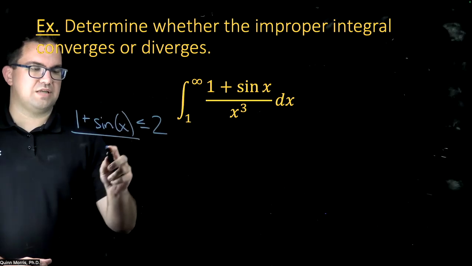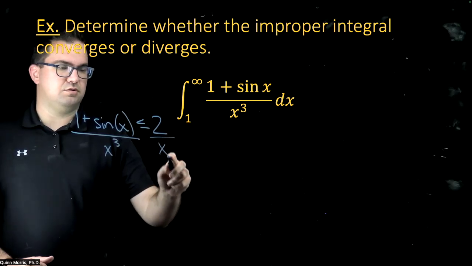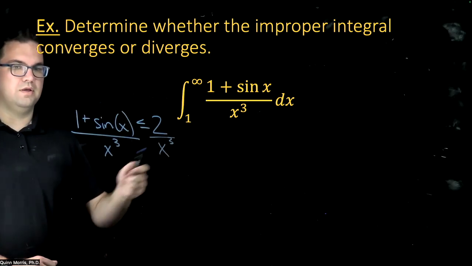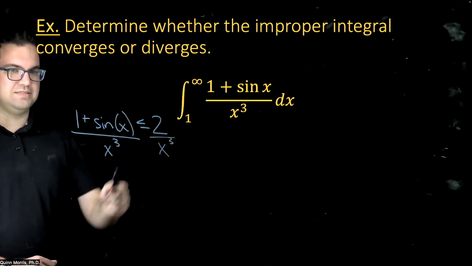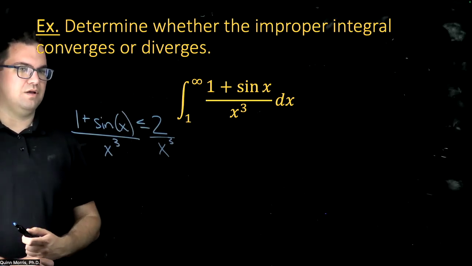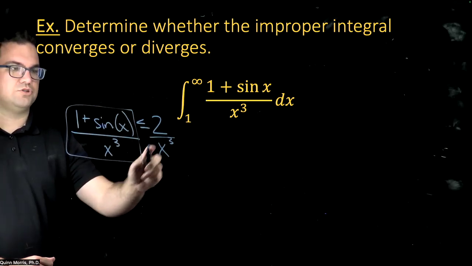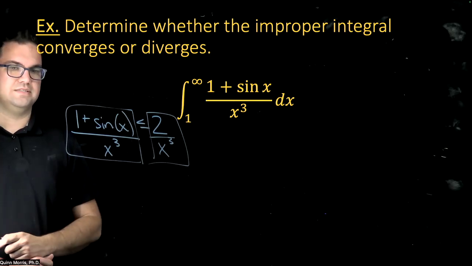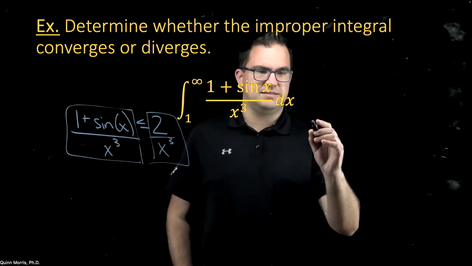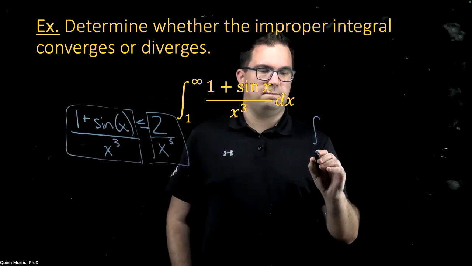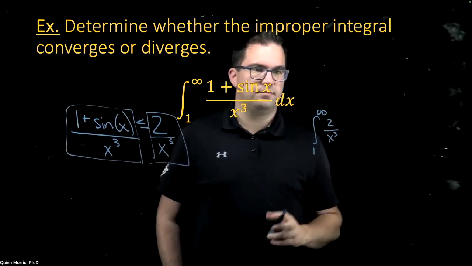So then (1 plus sine of x) divided by x cubed should be less than 2 over x cubed. It is important here that I'm working on the interval from 1 to infinity, so my x values are always positive, and I'm dividing both sides by a positive value. Now if I want to know something about the convergence of this function, I could look at this function instead. So let me go off to the side and ask: what can I say about the integral from 1 to infinity of 2 over x cubed dx?